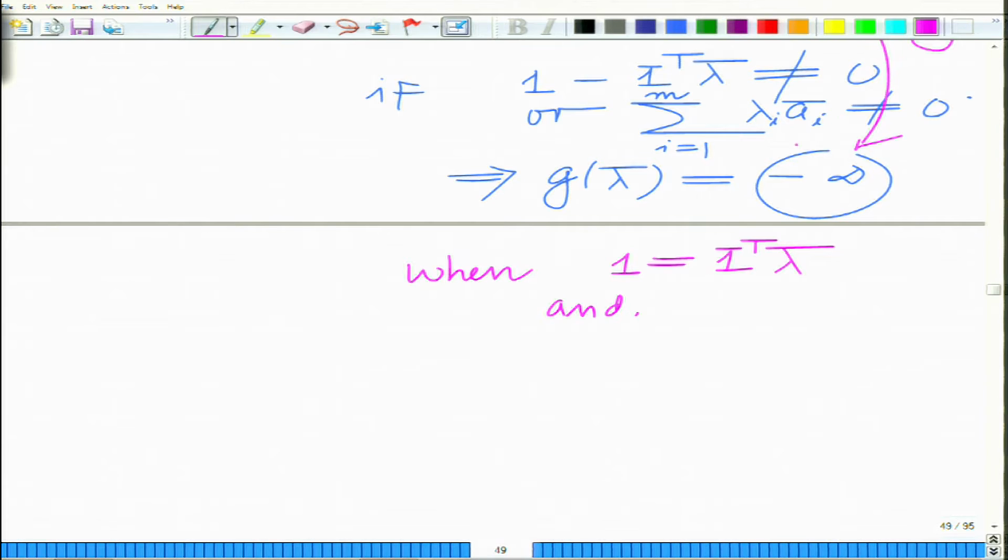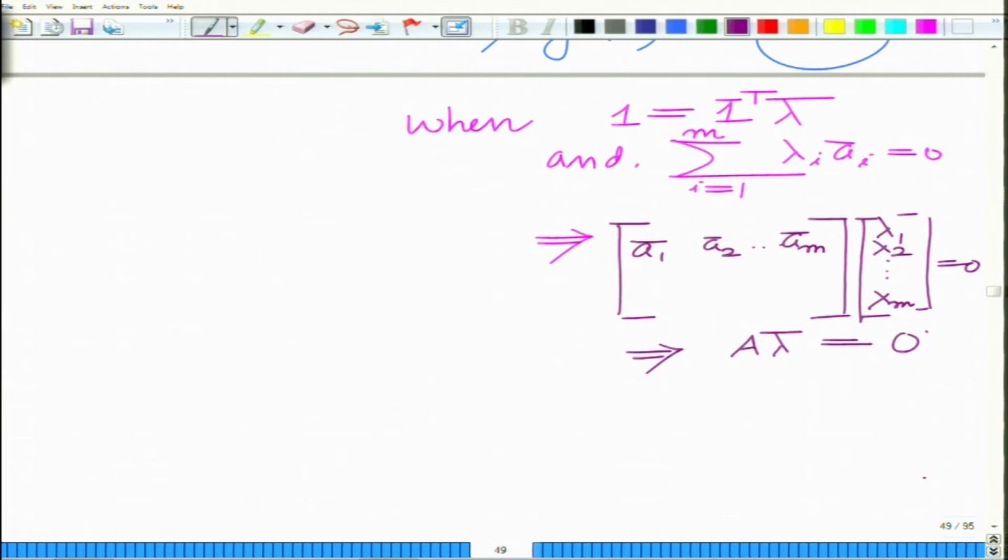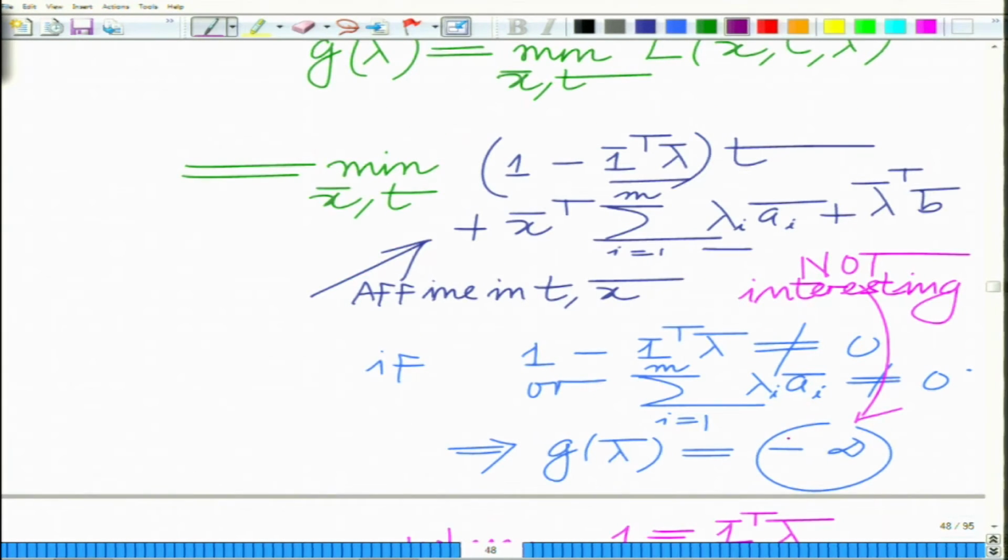And summation I equals 1 to m lambda I a I bar equal to 0. If you write this in matrix form, you have the vectors a 1 bar, a 2 bar up to a m bar times lambda 1, lambda 2 up to lambda m, equal to 0. This implies that A times lambda bar equals 0. Now, if 1 bar transpose lambda bar equals 1 and A times lambda bar equals 0, then the minimum, over x bar and t, is nothing but lambda bar transpose b bar.